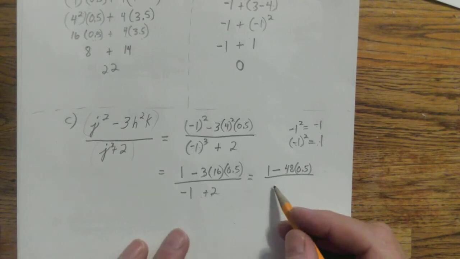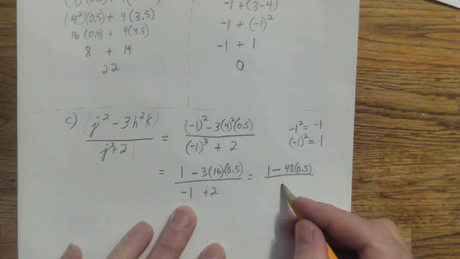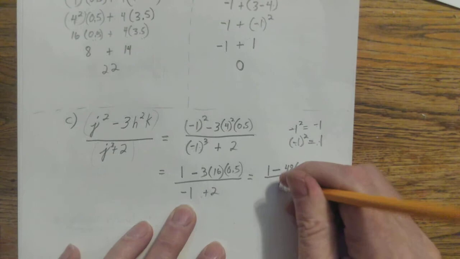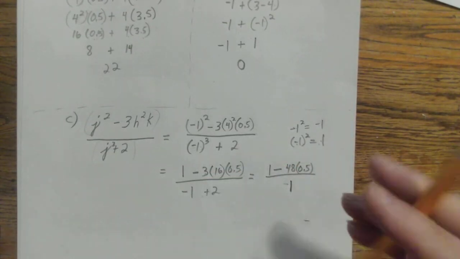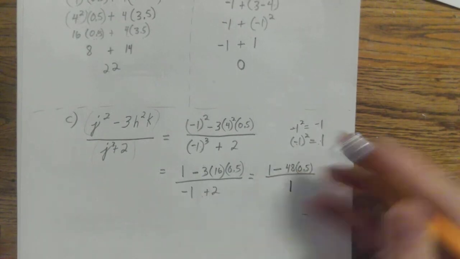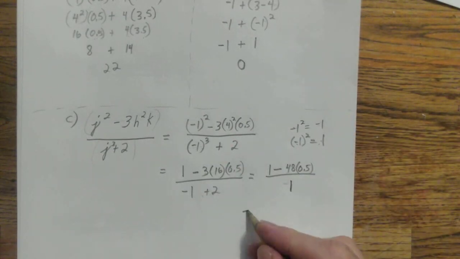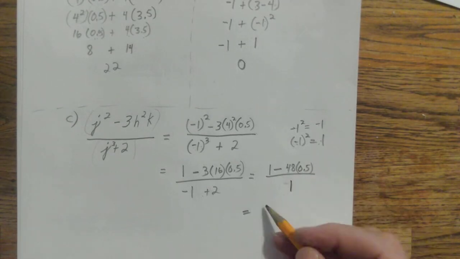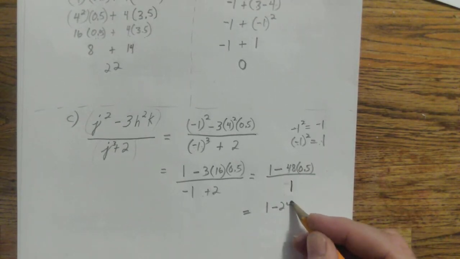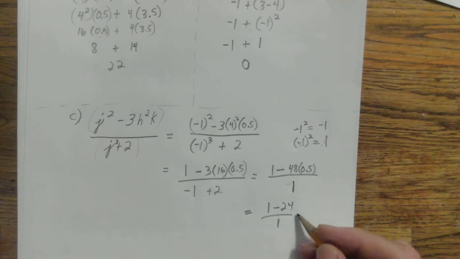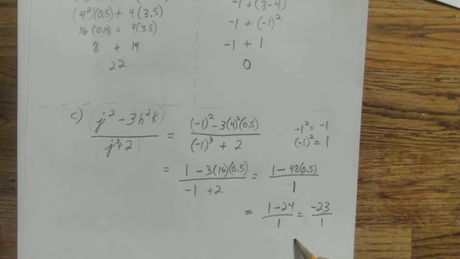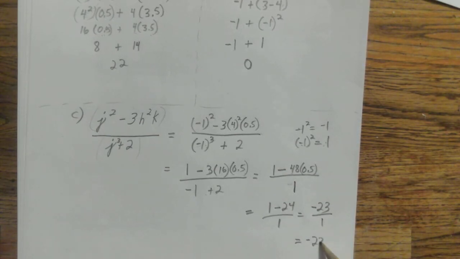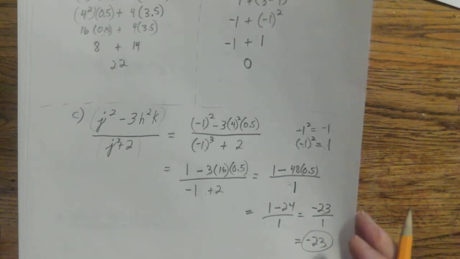Now on the bottom, it's negative 1 plus 2. And negative 1 plus 2 is 1. Not negative 1. And 48 times 0.5 is 24. So 1 minus 24 divided by 1. 1 minus 24 is negative 23. Negative 23 divided by 1 is negative 23, is what I'm coming up with there.